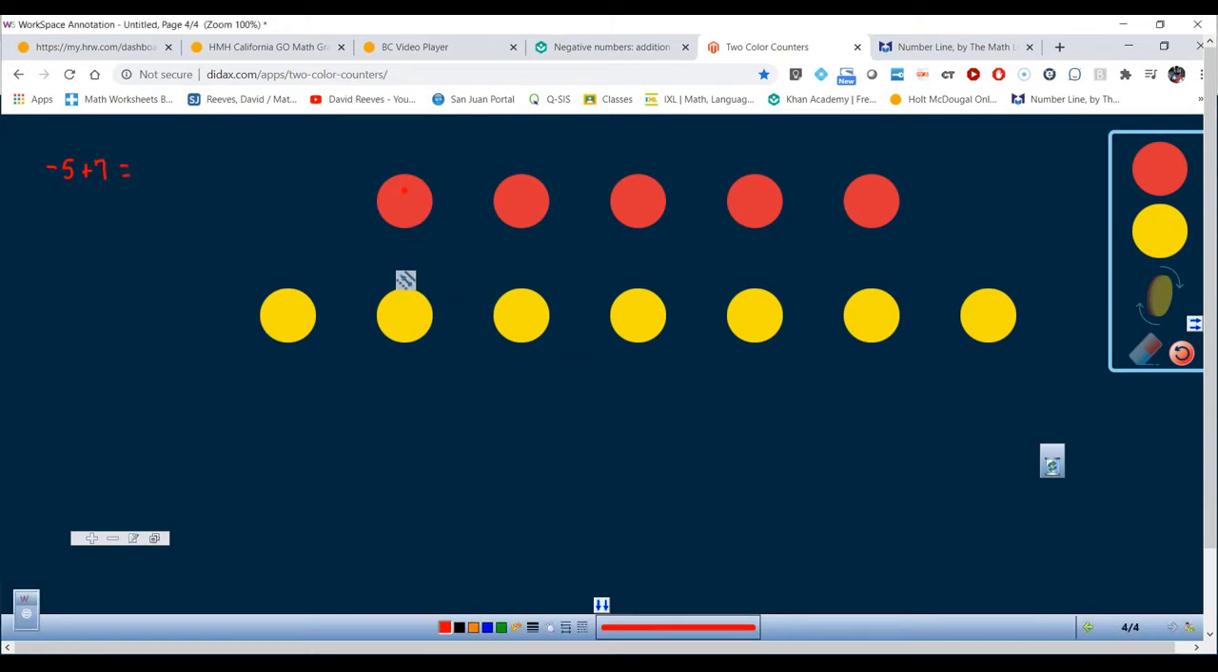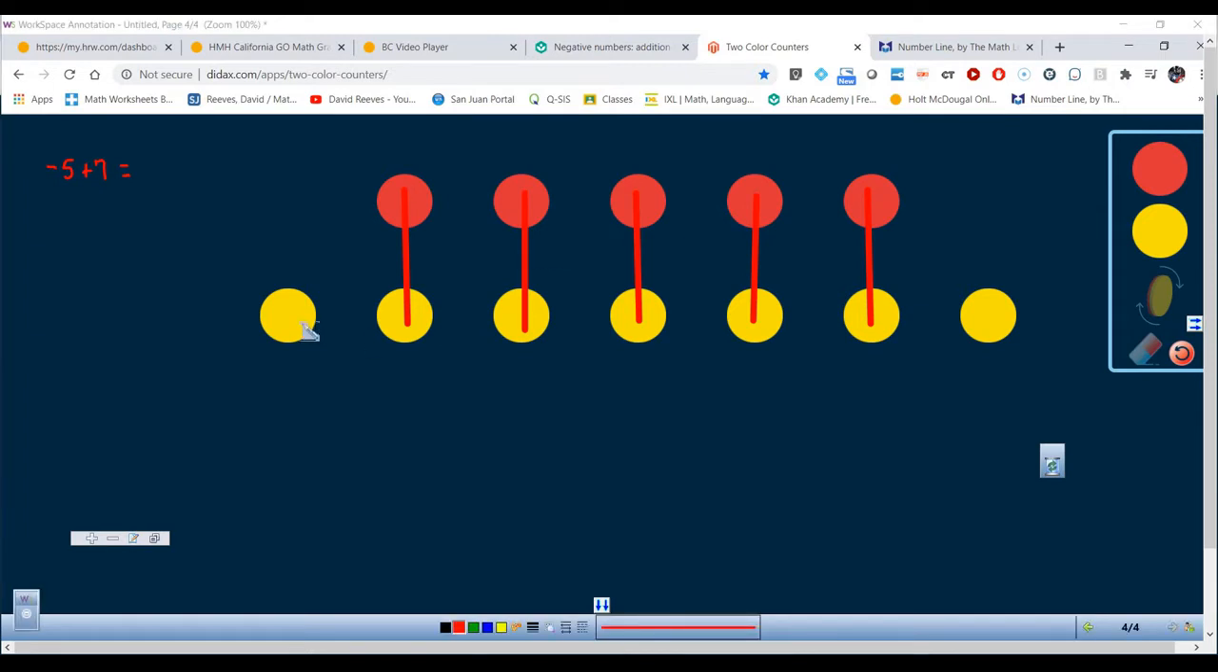We're going to cancel off the 0 pairs. Those make 0. Every positive counter cancels a negative counter. All right? Dig the hole, fill the hole. Forward or backwards, forwards, backwards, forwards.